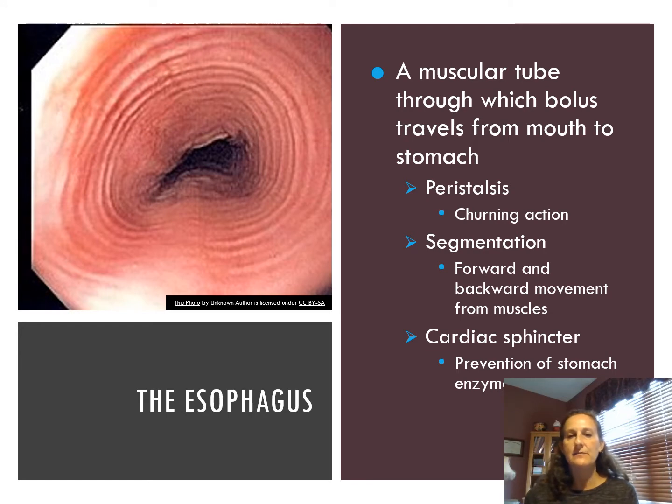Segmentation is the forward and backward movement from the muscles that push the bolus through the GI tract. It next will end up in the stomach. But first, I have to tell you about this at the bottom of the esophagus. It's called the cardiac sphincter. And the cardiac sphincter prevents the acid reflux of the acidic stomach enzymes into the esophagus.